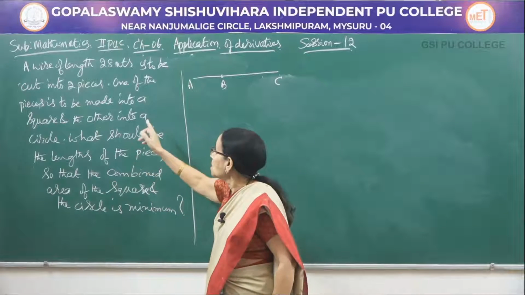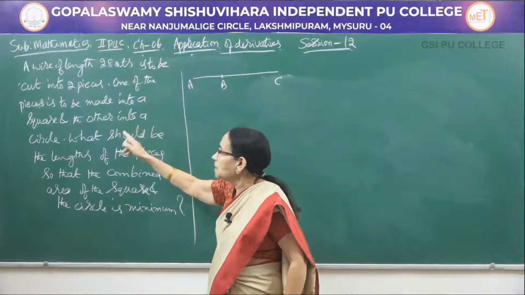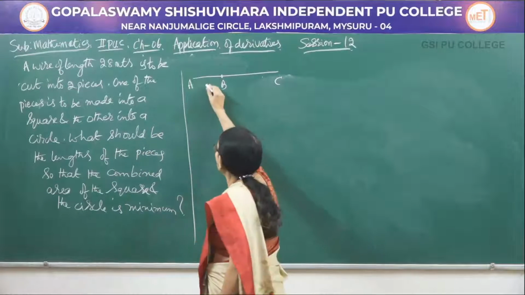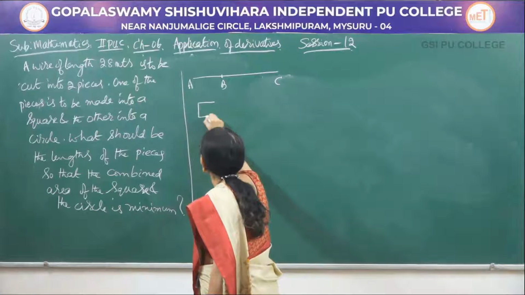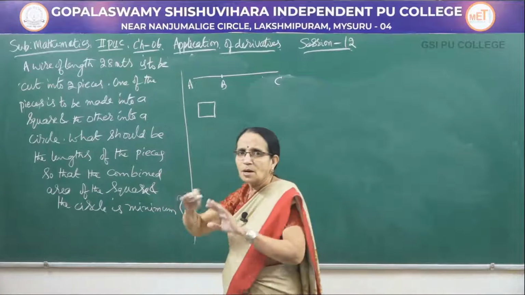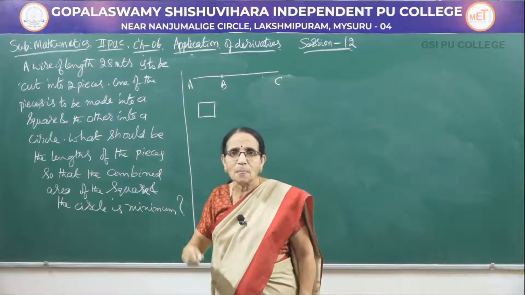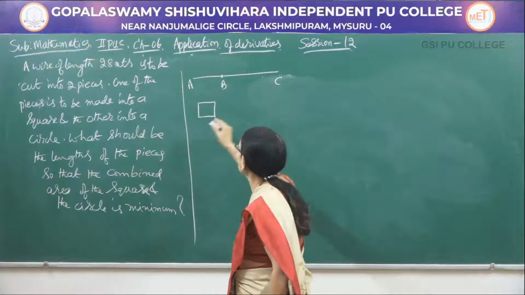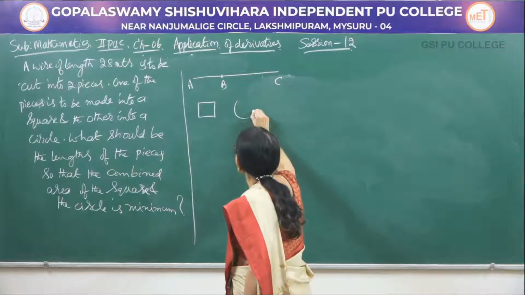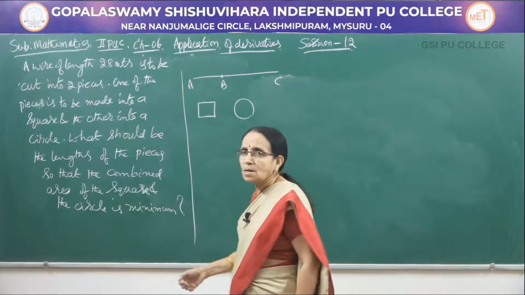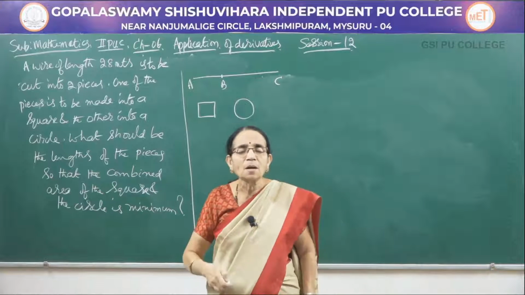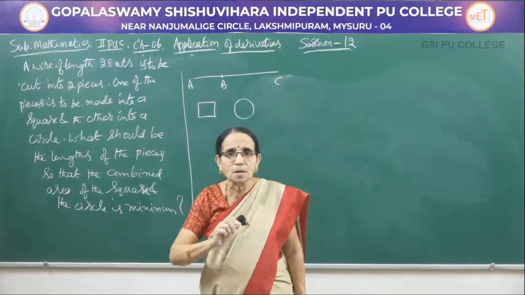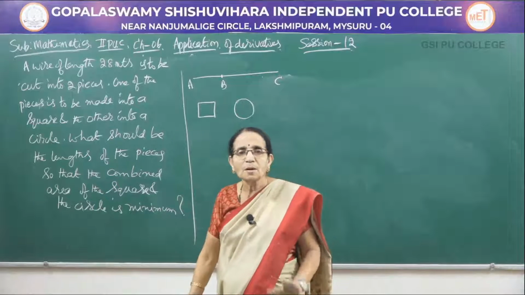Next, one of the pieces is to be made into a square. I take this piece and convert that into a square. Because it is a wire, it can be bent like that, isn't it? Next, the other into a circle. So this one I am considering the second piece and I bend it in such a way that it takes the shape of a circle. First one, it takes the shape of a square.